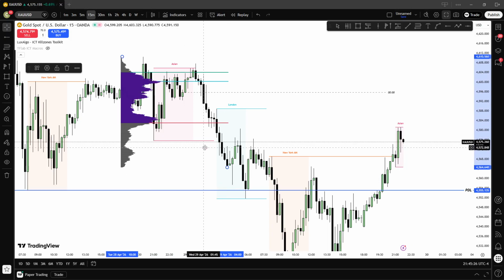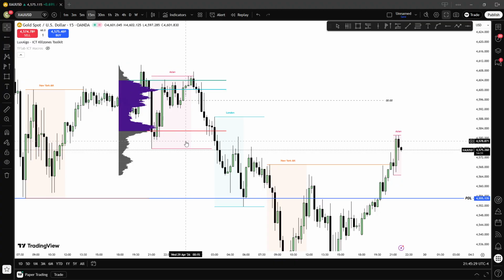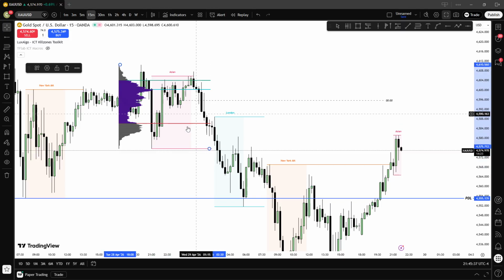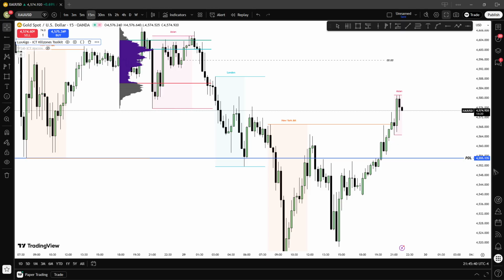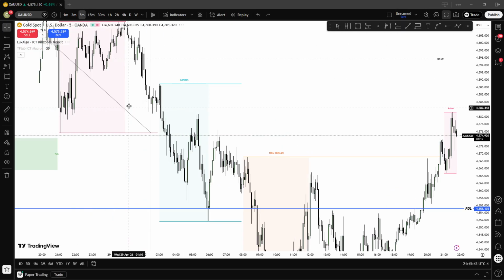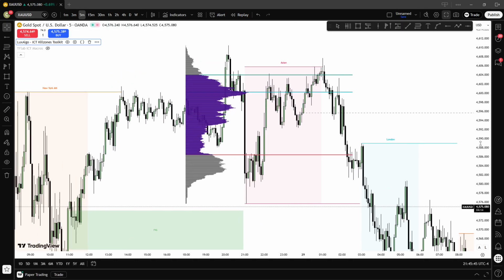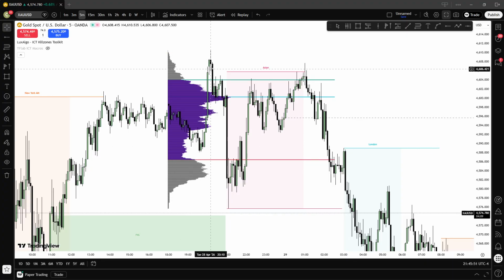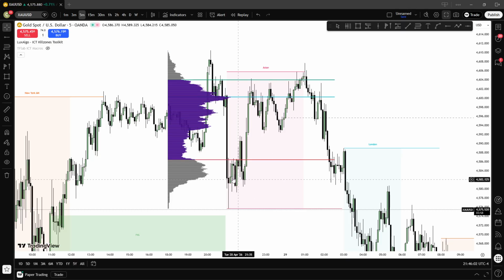I waited for London to continue. For the opening of London, going to 5 minutes, what we see is the price was trading in fair value from the high of the value area to the low. Here we start seeing a failed auction. It didn't break out.